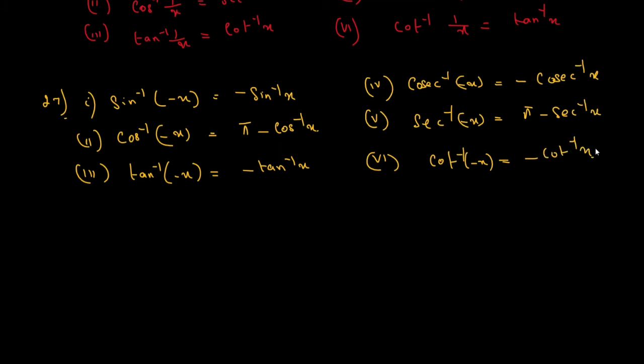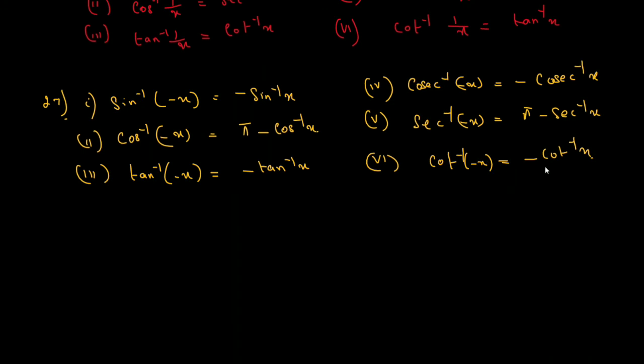So sin inverse minus x is minus sin inverse x, the minus will come out. Cos inverse minus x will be pi minus cos inverse x. Tan inverse minus x will be minus tan inverse x. Cosecant inverse minus x will be minus cosecant inverse x. Secant inverse minus x will be pi minus secant inverse x. Cot inverse minus x will be minus cot inverse x.